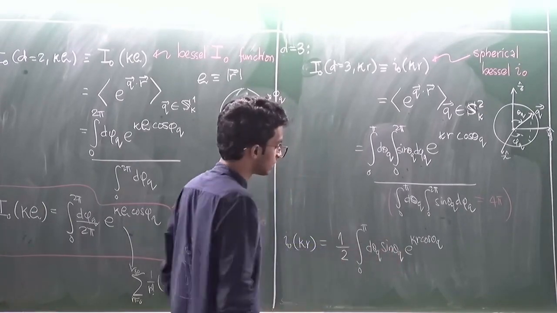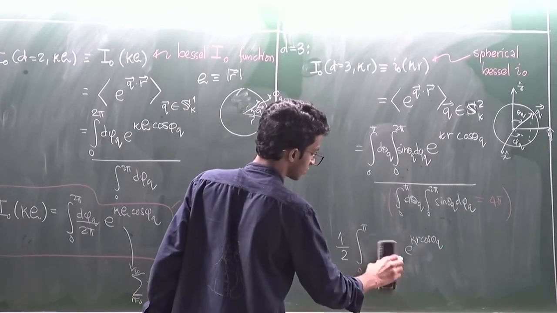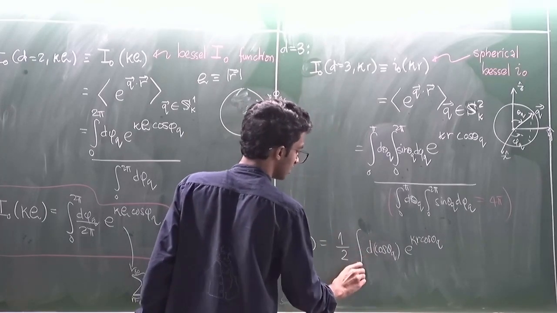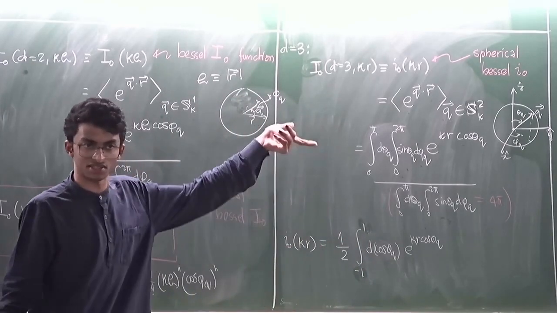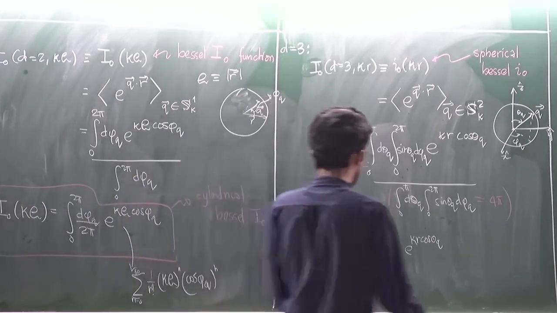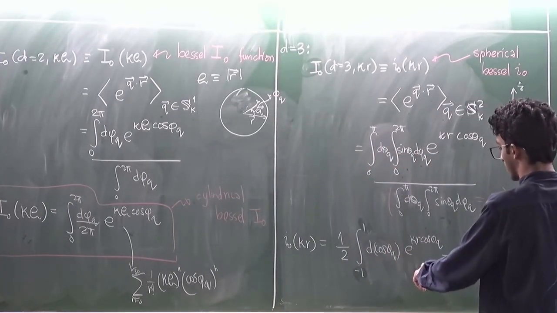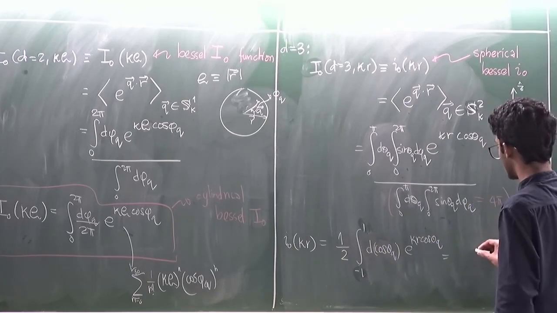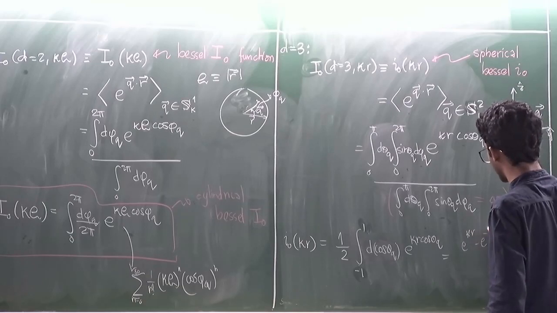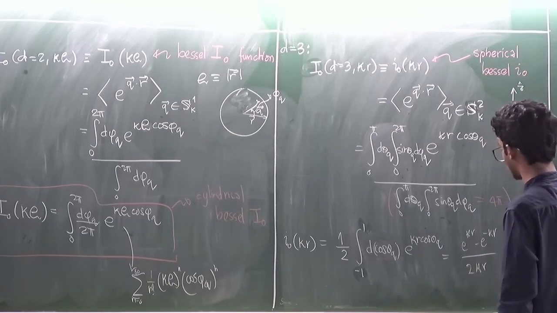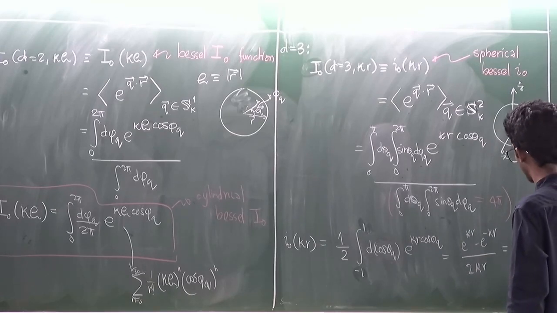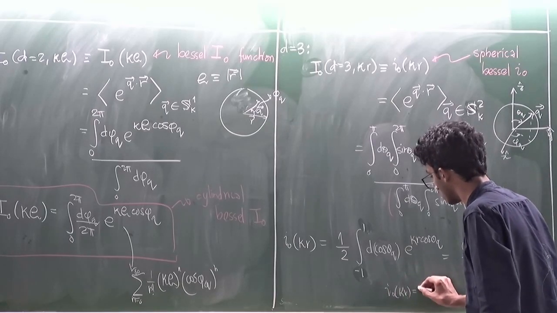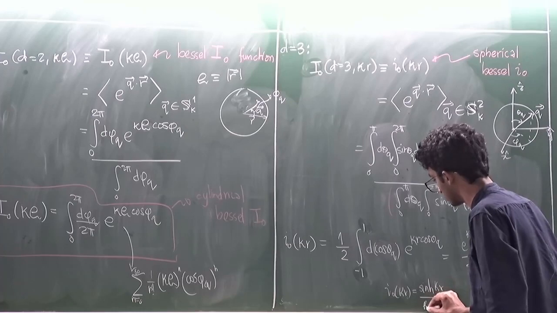But this is also a doable integral. Let's call cos theta q a new variable. So this is just d cos theta q with a minus sign. That minus sign I can pull into the limits, make this minus 1 to 1 instead of 1 to minus 1. And this is a doable integral because this is just 1 by kappa r, e to the kappa r minus e to the minus kappa r. So this is e to the kappa r minus e to the minus kappa r over 2 kappa r, which is just sinh kappa r over kappa r. So I naught of kappa r is equal to sinh kappa r over kappa r.